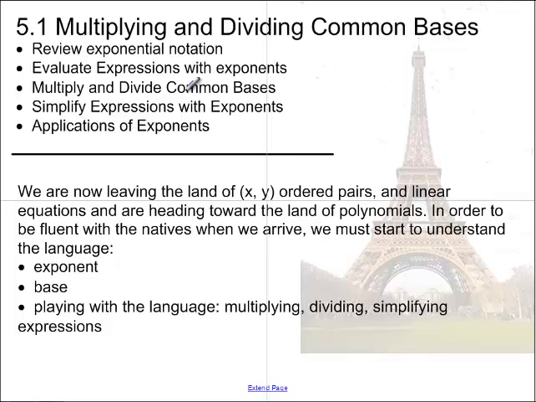Welcome everybody to taking a look at multiplying and dividing common bases. This is Chapter 5. Chapter 5 talks about polynomials and properties of exponents. We're going to start talking about exponents first, and after we talk about exponents, we're going to talk about polynomials. The reason we talk about exponents is because exponential terms are going to be used quite a bit in polynomials and in the future, so we just talk about polynomials in general to start us off.